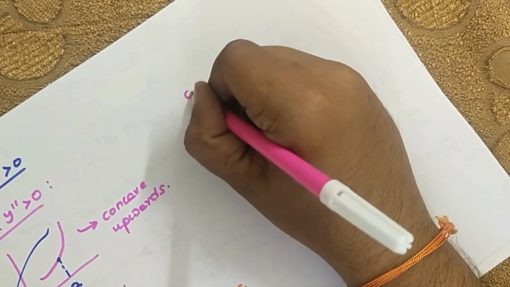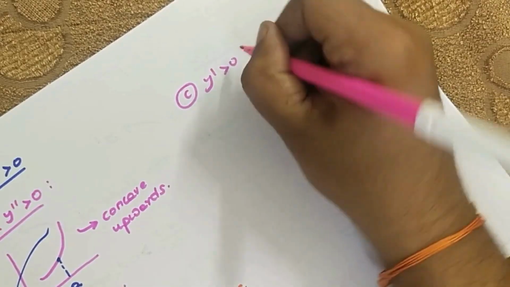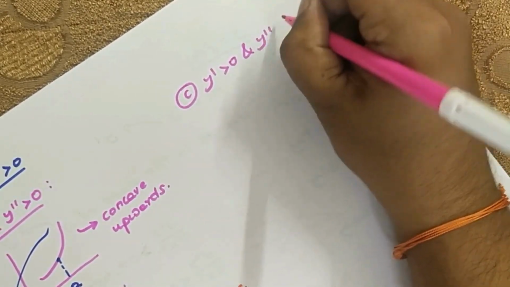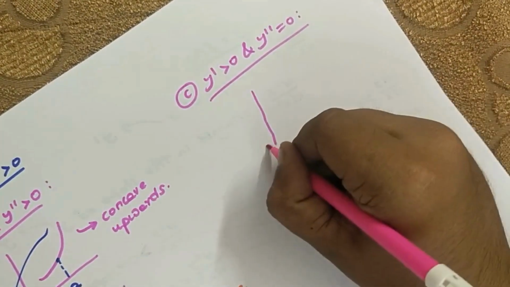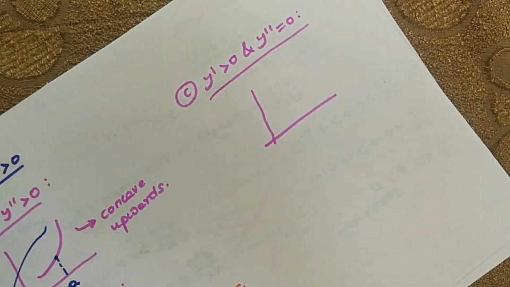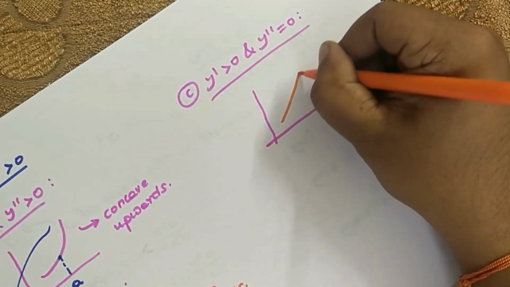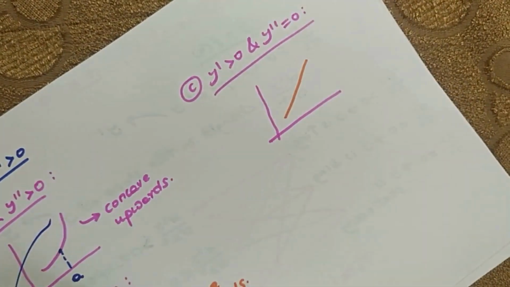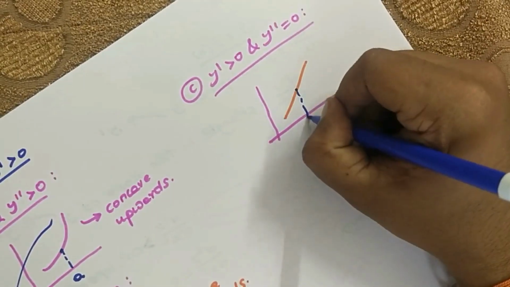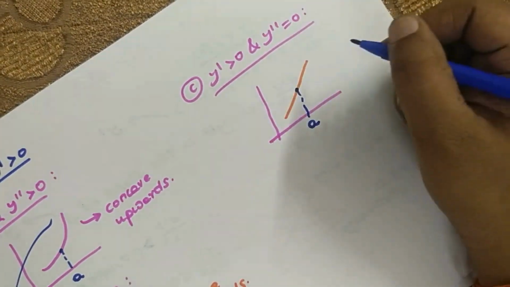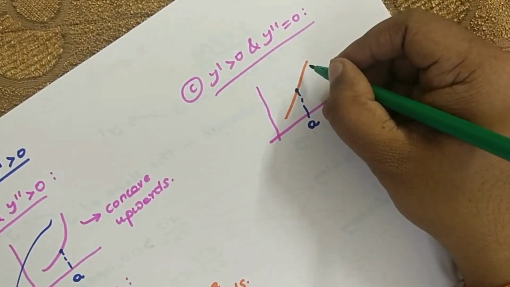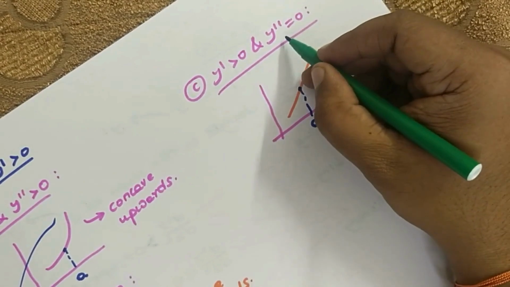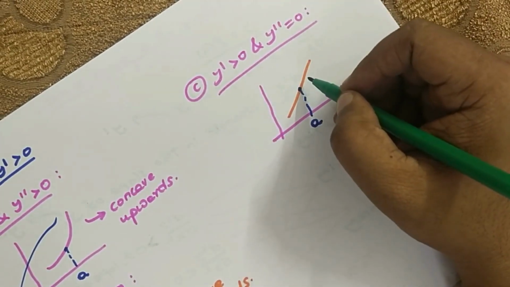C: y dash greater than 0 and y double dash is equal to 0 now. Okay, let's see the graph which is suitable for this condition. So if we take it like this, and let's take this point as A. Yes, if we consider it like this, our slope is increasing, right? So y dash is greater than 0, satisfied, and y double dash, the change in slope, is decreasing now.